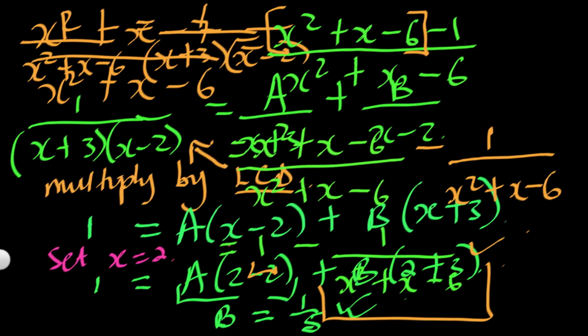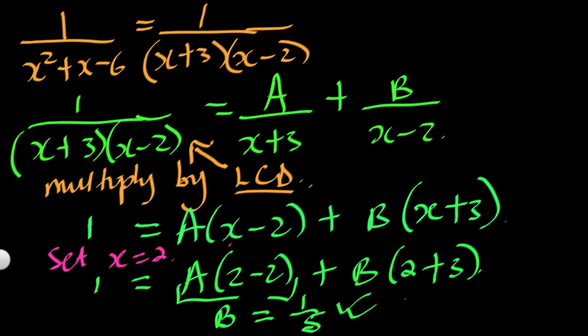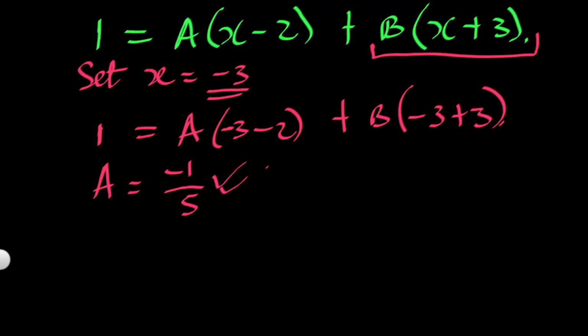All right, let's come here. Let's put off this layer. So we got b as 1 over 5 and we have a as minus 1 over 5. I said this is one way of doing it. I was just setting and setting.